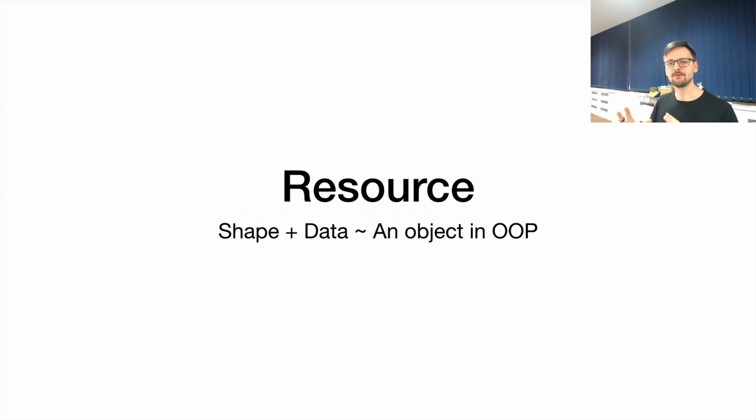So a resource is something which has a shape, which is the attributes, the fields, and data. It represents some collection of data. So you can think about it as an object in object-oriented programming. It's not exact, it's just an analogy, so don't take it too far. So it's a shape and data together.